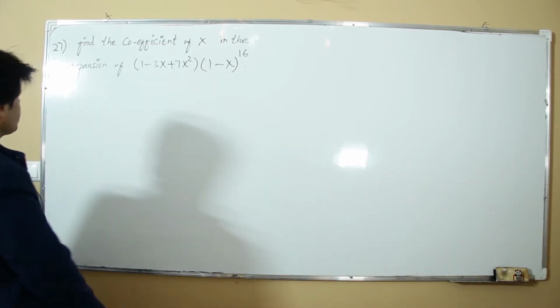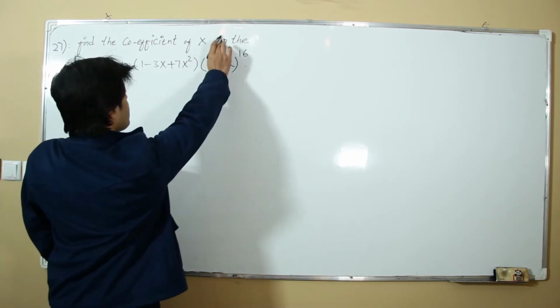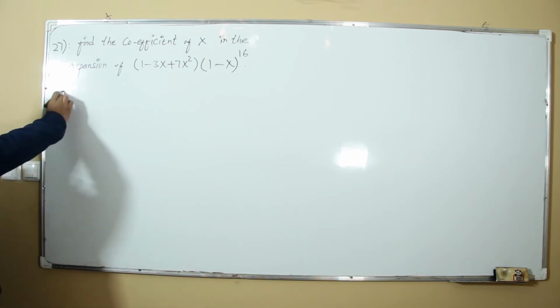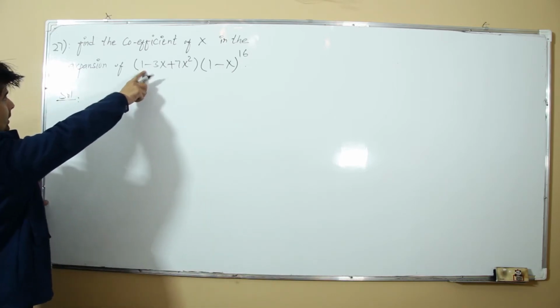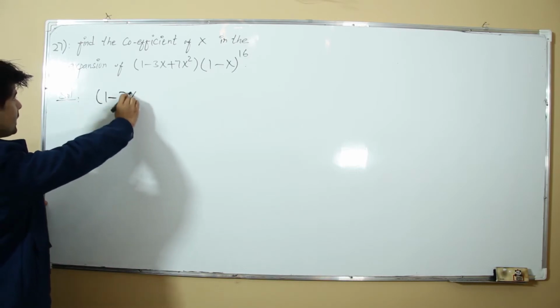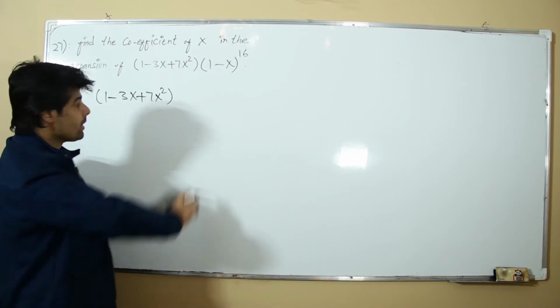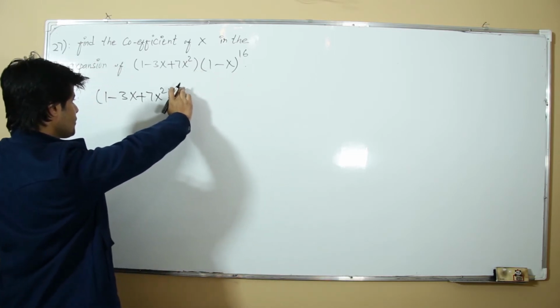Question number 27. Find the coefficient of x in the expansion of this one. It's a simple question. Now how can you solve? First, one thing that you know, this is 1 minus 3x plus 7x square, our first bracket. If you expand this one, now what is the expansion for this one?